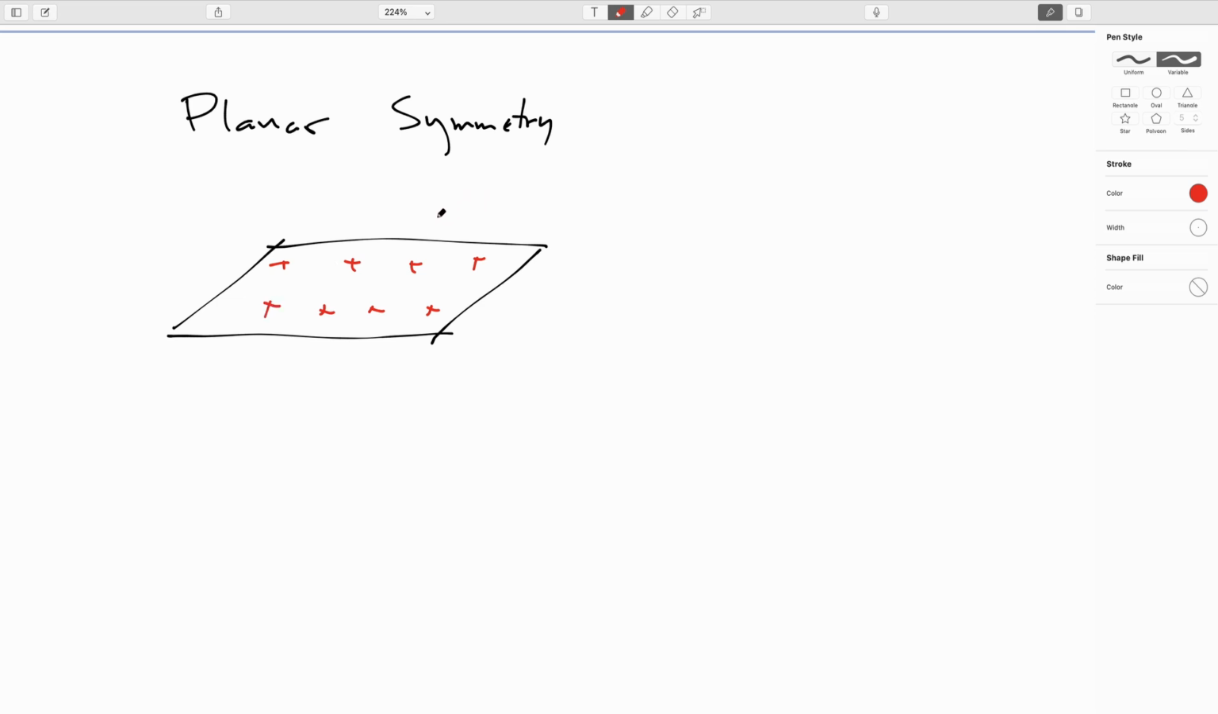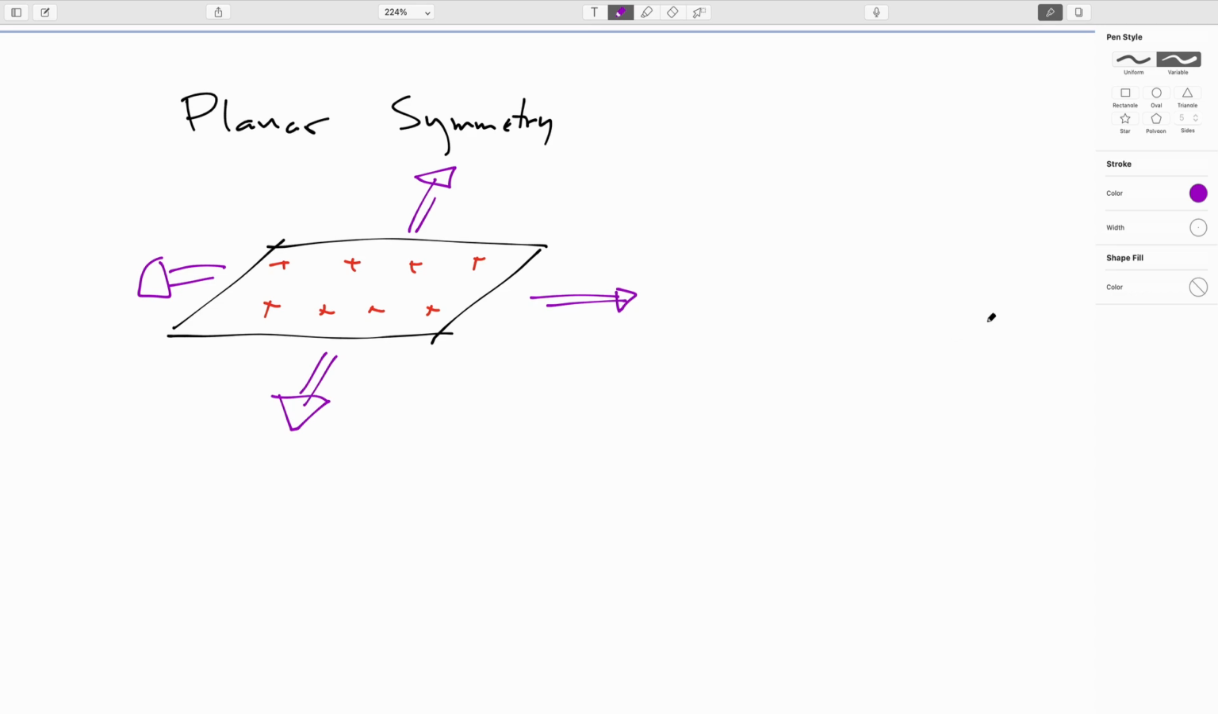And in planar symmetry, it has to respect translation in x and y. Should probably use a different color to indicate the symmetry operations here. It has to respect translation in both x and y. And it has to respect reflection about any plane that cuts through perpendicular.